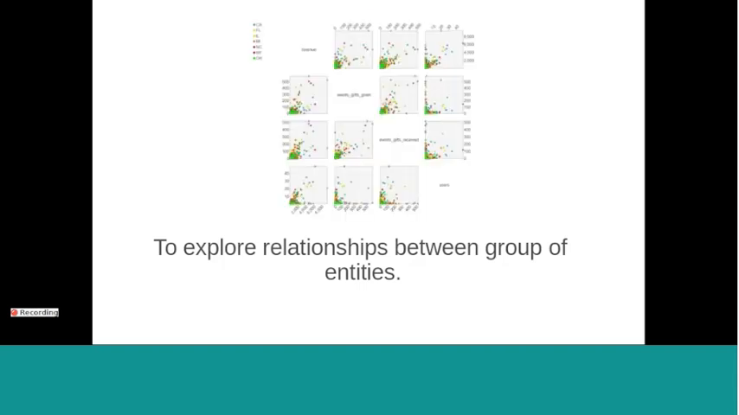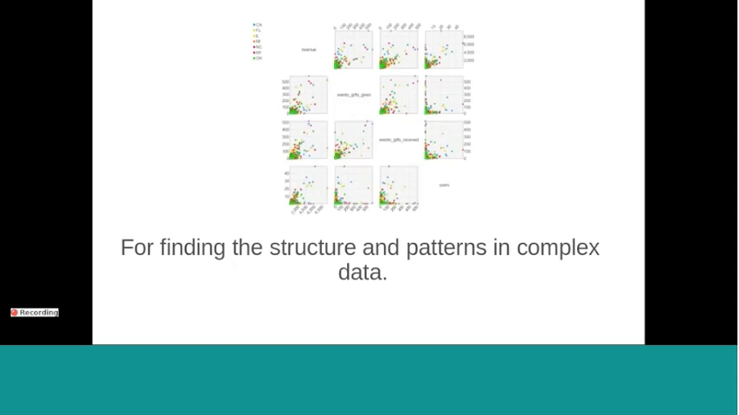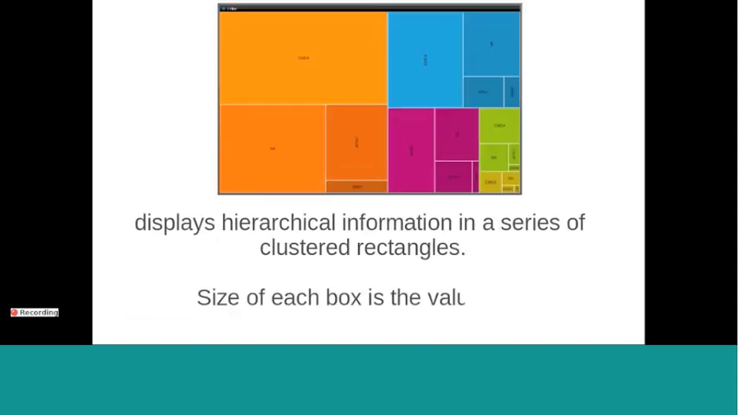Then we have threads, for finding structure and patterns in complex data. It uses a very basic fundamental technique. It has different charts, but it uses the same overall pattern and shows the relationship between different entities. Next is, oops, that was my mistake, it's a tree chart. The tree chart displays hierarchical information in a series of clustered rectangles. The size of each box is its value. Let me just fix it while we go on.